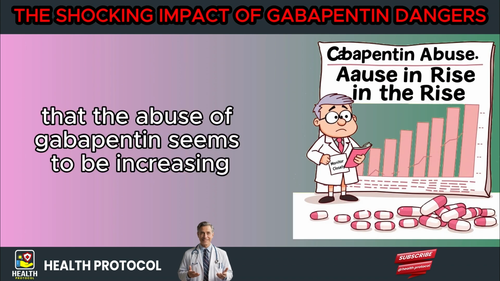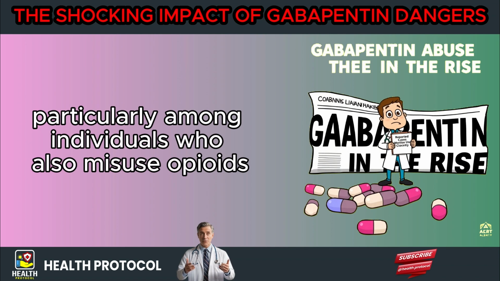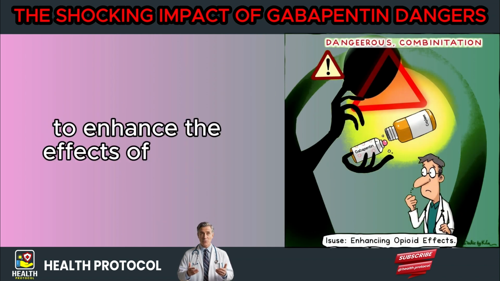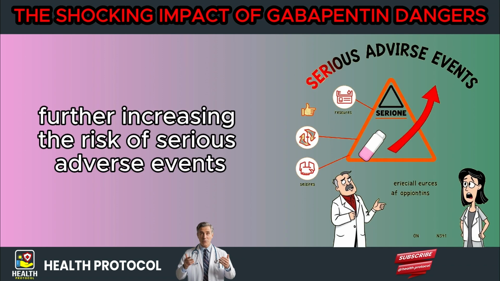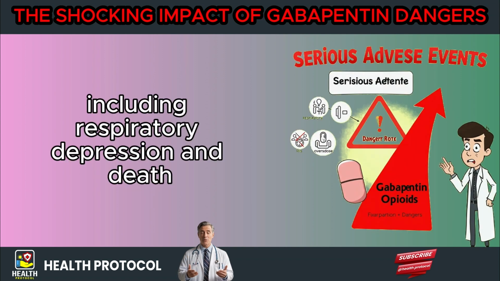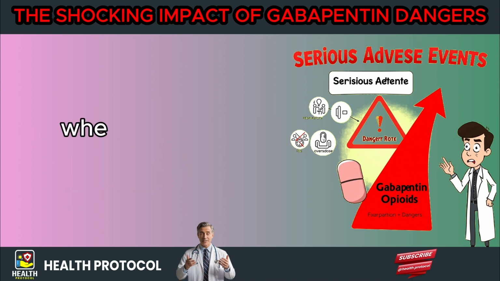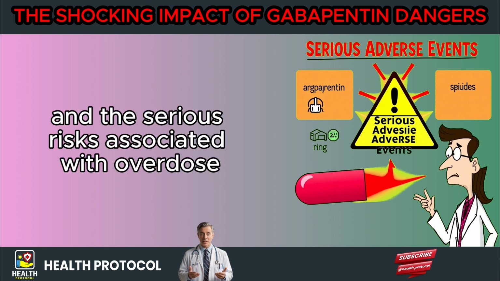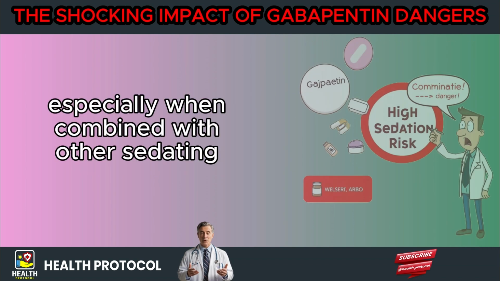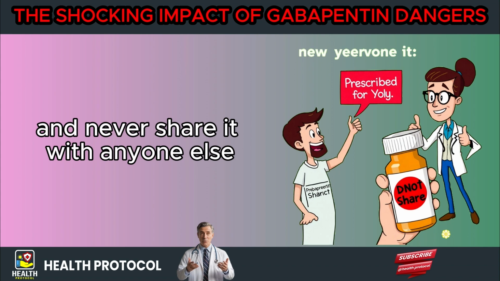It's also worth noting that the abuse of gabapentin seems to be increasing, particularly among individuals who also misuse opioids. Some people may take gabapentin to enhance the effects of opioids or to help manage opioid withdrawal symptoms, further increasing the risk of serious adverse events, including respiratory depression and death. So, while gabapentin can be a helpful medication when used as prescribed, it's essential to be aware of its potential for misuse and the serious risks associated with overdose, especially when combined with other sedating drugs. Always take gabapentin exactly as prescribed by your doctor, and never share it with anyone else.